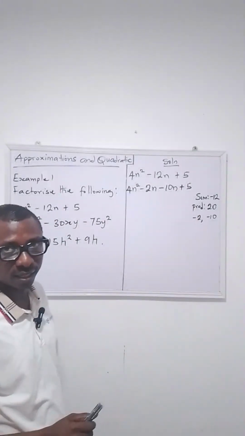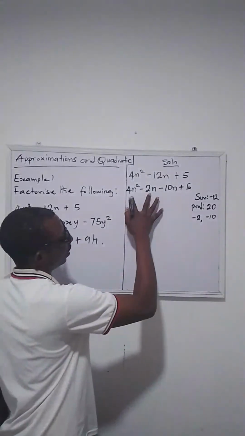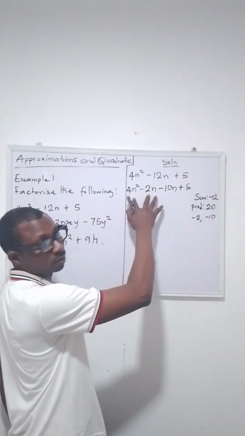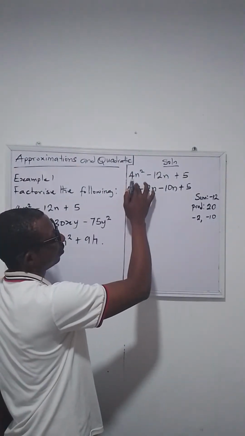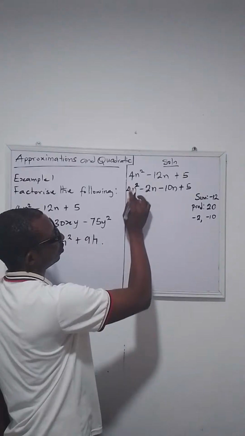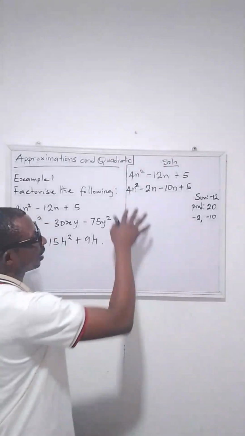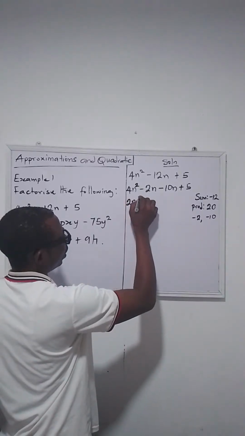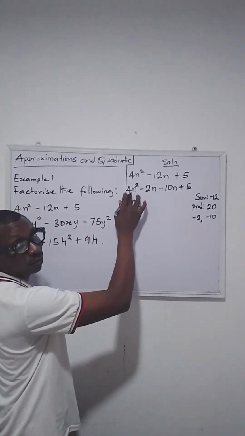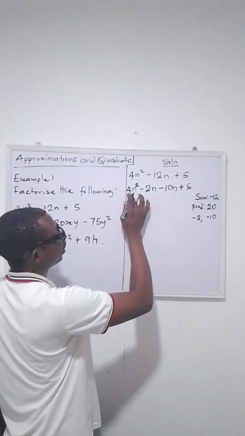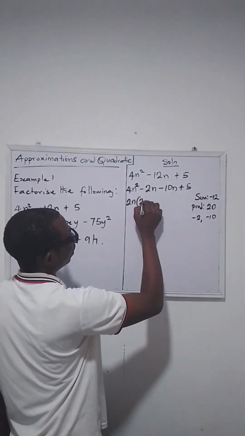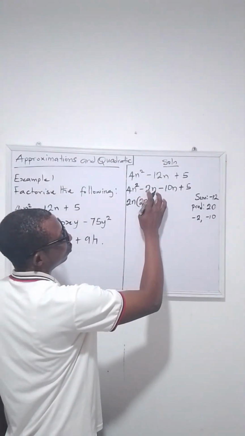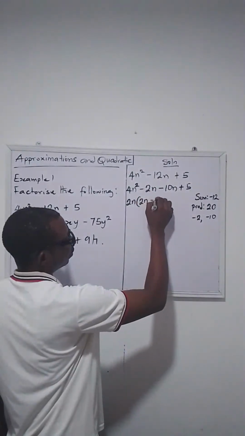Now, what is the next thing? Look at the first pair here. You look for the GCD, the greatest common divisor. What's going to be the GCD of this? That's going to be 2n. 2n can go here, 2n can go here. So let's factor that out. 2n. When you divide 4n squared by 2n, that gives you what? 2n. Now when you divide negative 2n by 2n, you have negative 1.